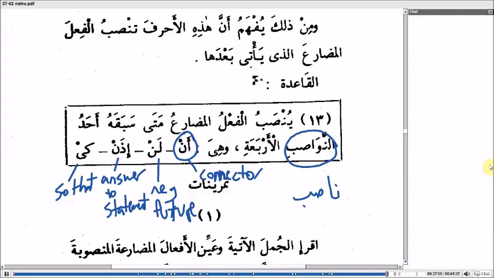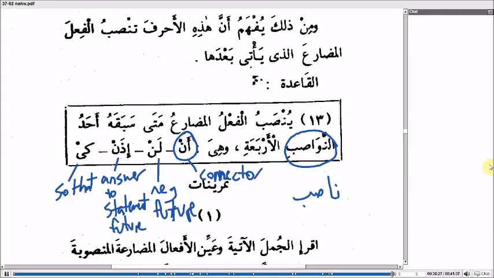An appears between two verbs. Lan is a negator of the future. Idhin is an answer to a statement in the future. Something is going to happen in the future. I'm going to visit Kuwait, then you're going to meet the Mashayikh. I'm going to Mecca, then you're going to make Umrah. Or as an example, I'm going to make Umrah. Inshallah, I'm not going to do any sins when I do so. Then you will be forgiven. Right? Then your sins, like this, in the future.